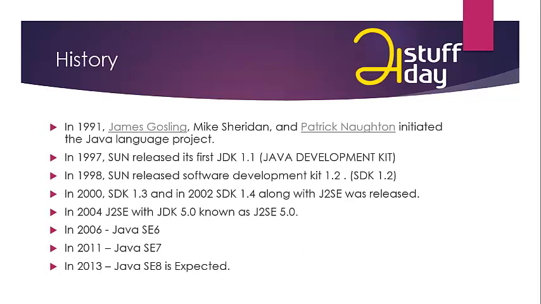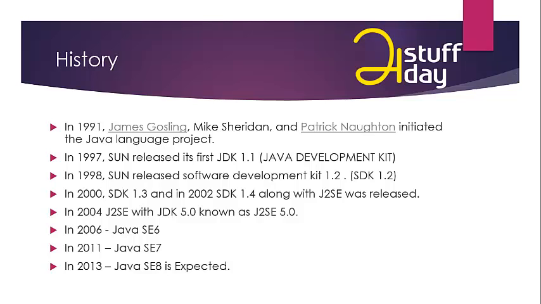So let me enter into the history of Java language. In 1991, James Gosling, Mike Sheridan, and Patrick Naughton initiated the Java language project. In 1997, Sun released its first JDK 1.1. In 1998, Sun released Software Development Kit 1.2, in 2000 SDK 1.3, and in 2002 SDK 1.4 along with J2SE was released. In 2004, J2SE with JDK 5.0 known as J2SE 5.0.